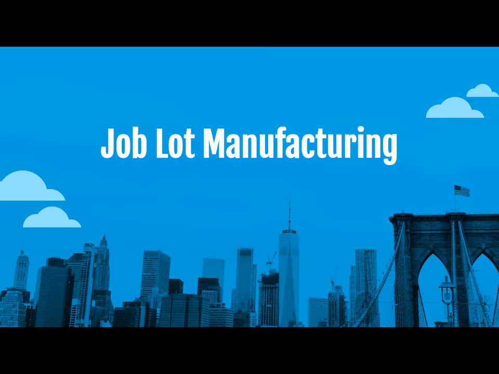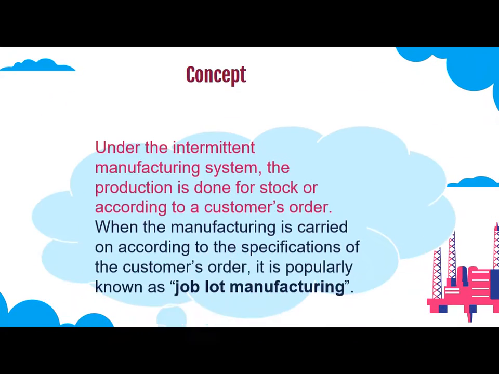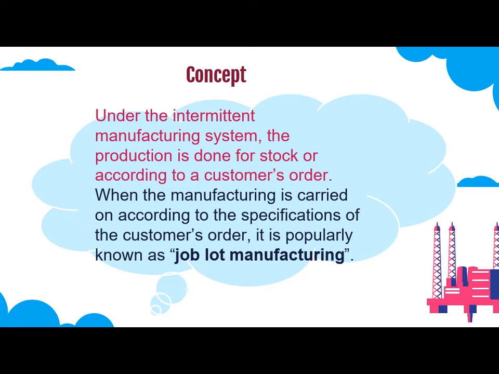Now we will see the concept of job lot manufacturing. Under the intermittent manufacturing system, the production is done for stock or according to the customer's order. When the manufacturing is carried out according to the specification of the customer's order, it is popularly known as job lot manufacturing.